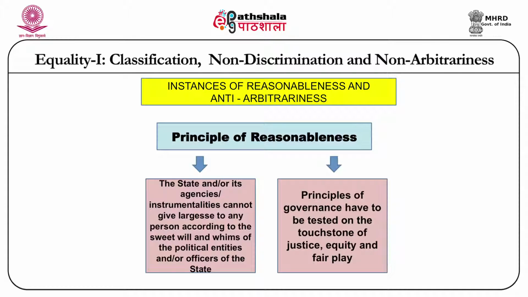Instances of reasonableness and anti-arbitrariness in state action. The principle of reasonableness implies that the state and its agencies or instrumentalities cannot give largesse to any person according to the sweet will and whims of the political entities and officers of the state. Principles of governance have to be tested on the touchstone of justice, equity and fair play.